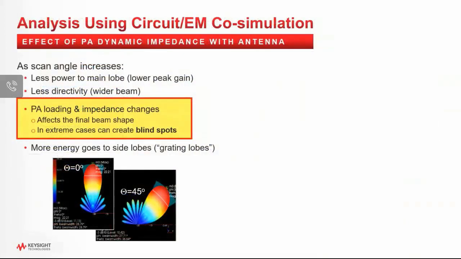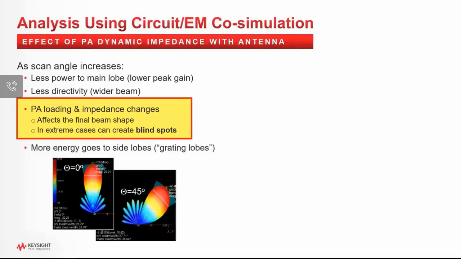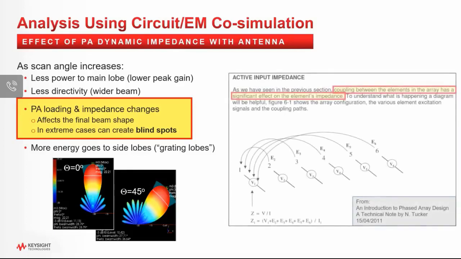Now, one very important design challenge in 5G is the dynamic impedance between the PA and the antenna. You see, as the scan angle changes, the energy in the array elements change, and that causes the impedance between the power amplifiers and the antenna to dynamically change. As a result of this, a loss of transmit power happens, and under certain conditions, this reduction of power could be large enough to lose the signal and create what is called a blind spot.